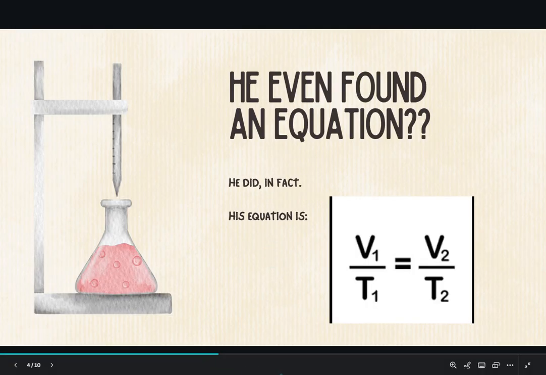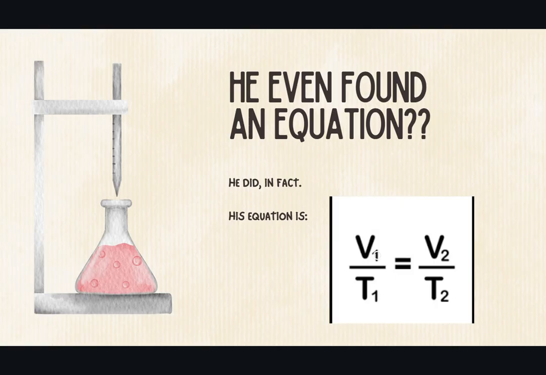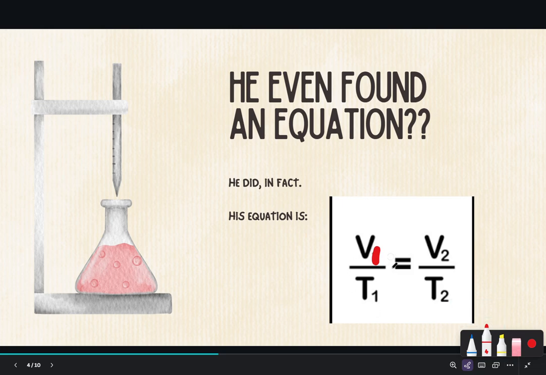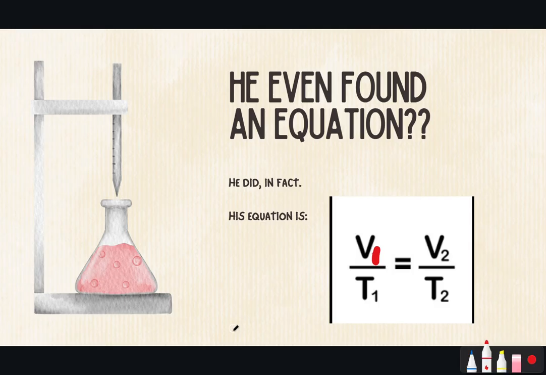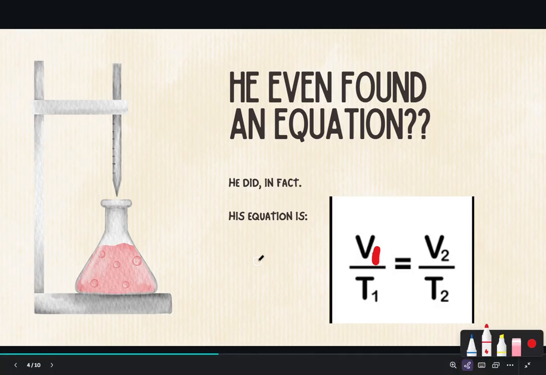So he even found an equation. His equation is volume divided by temperature equals volume divided by temperature. And if you don't understand, I don't blame you. The subscripts were confusing to me too. But they really just mean the starting and final volume and temperature of a gas. That literally just means that volume divided by temperature, we said it was proportional, right? We all know about the constant of proportionality.